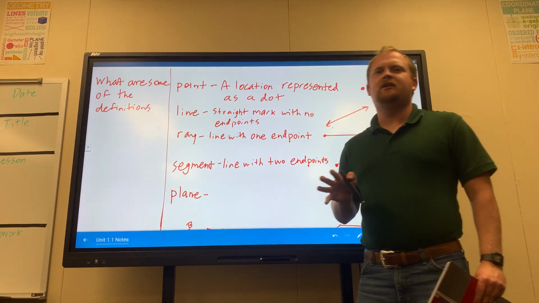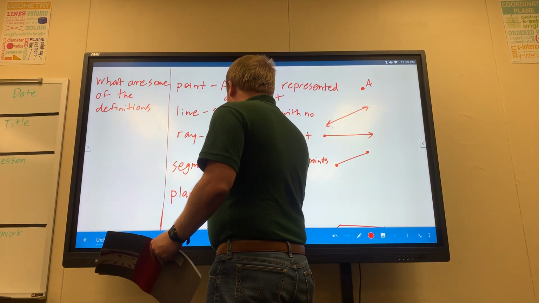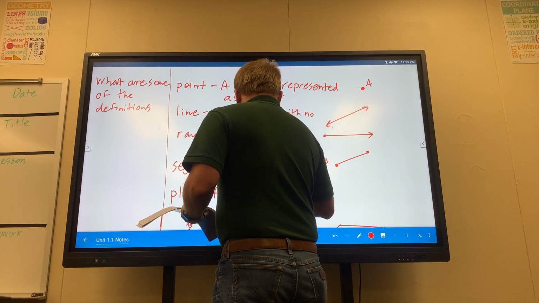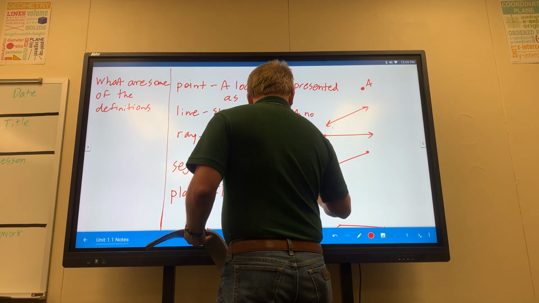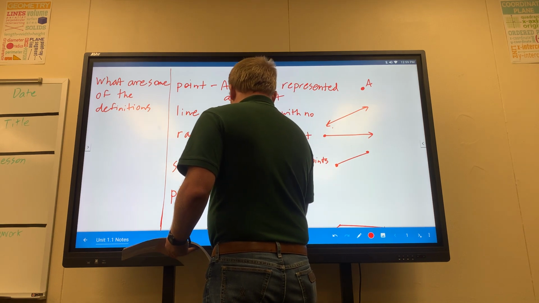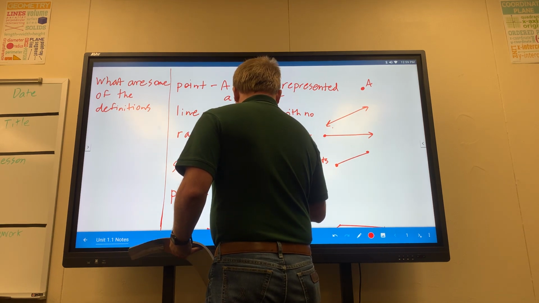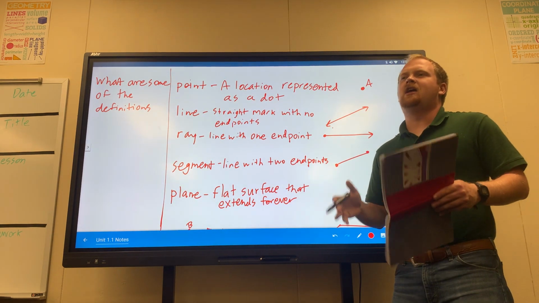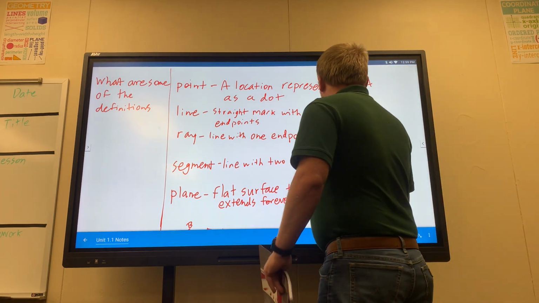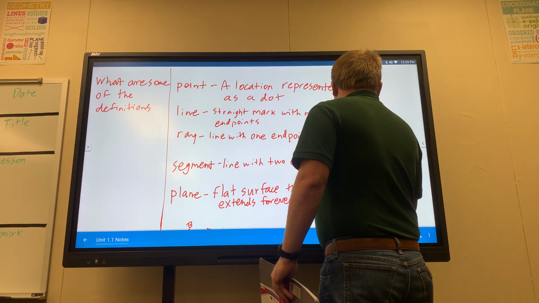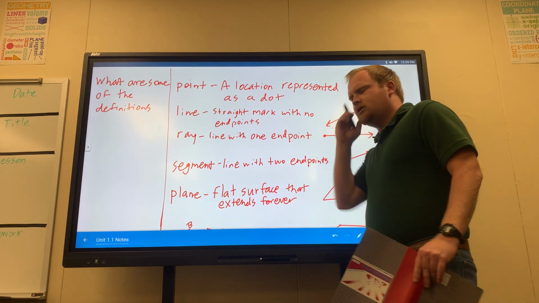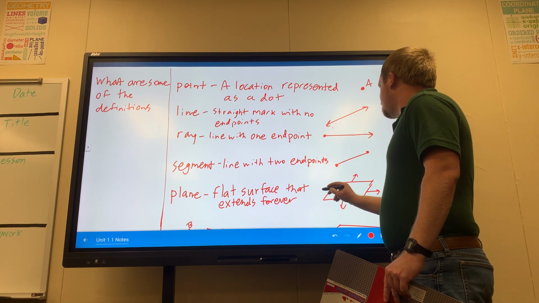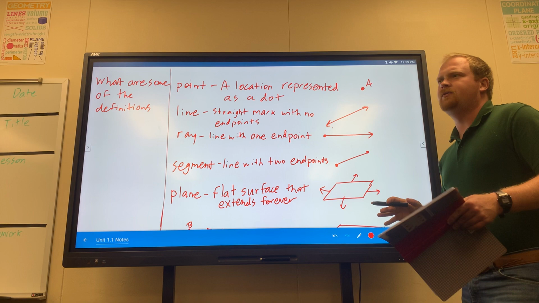Now, a plane is completely different, okay? A plane is a flat surface that extends forever. Okay? So typically a plane doesn't really have an endpoint, it doesn't have edges or anything. But typically when you draw it, you're going to draw edges. You have to keep in mind with planes that it continues in all directions. And it's a flat surface.